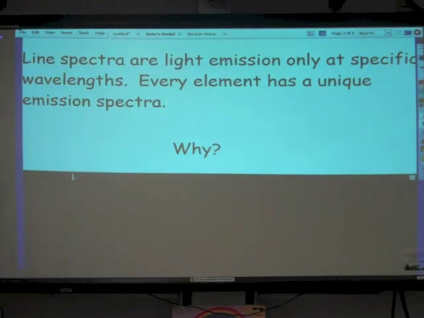So the question is why? Why do energized hydrogen atoms only give off specific wavelengths of visible light? Or helium, or oxygen, or nitrogen?